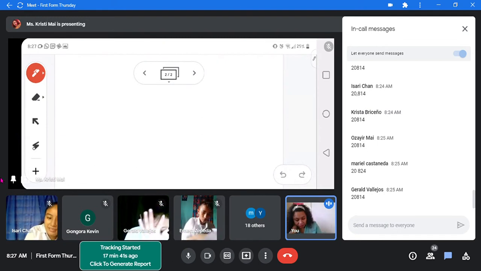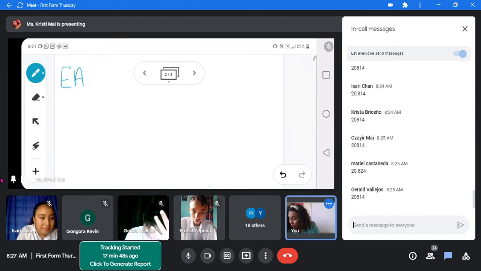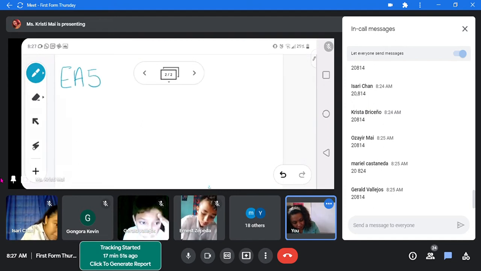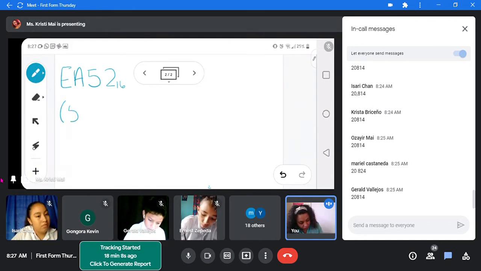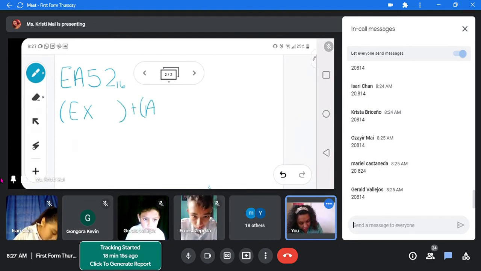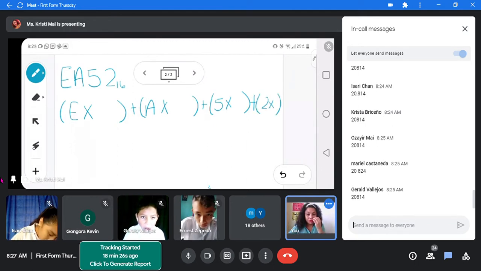So question number 3 is EA52. This is question number 3 from the worksheet, right? EA52 base 16. And I'm gonna do the same thing. I'm gonna have E times something plus A times something plus 5 times something plus 2 times something. Right? But I want to change my letters to numbers.